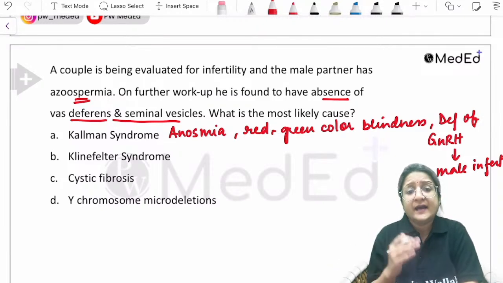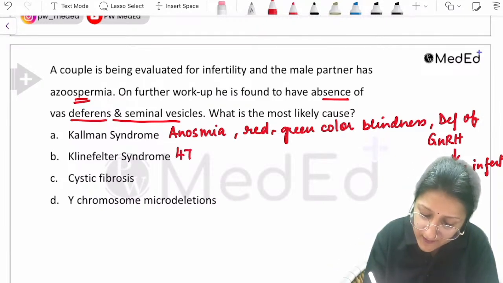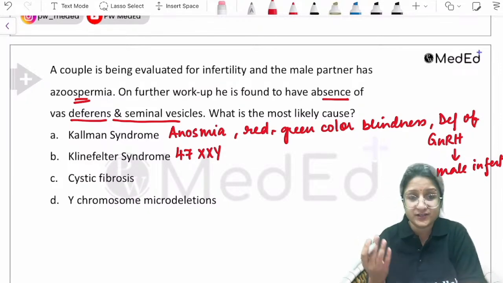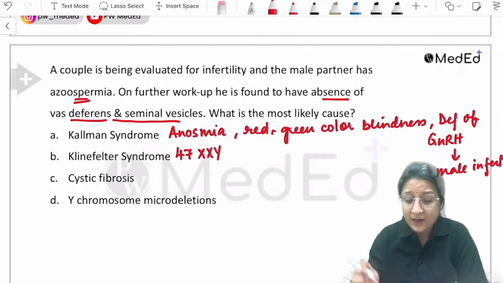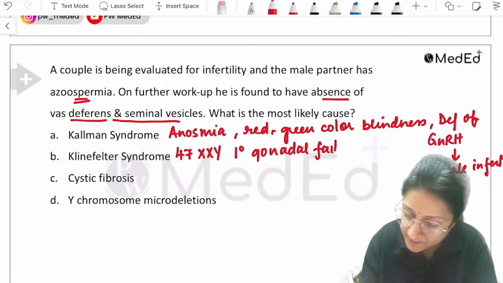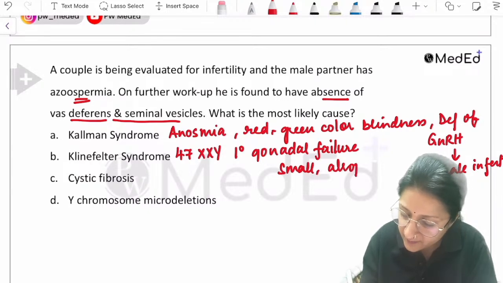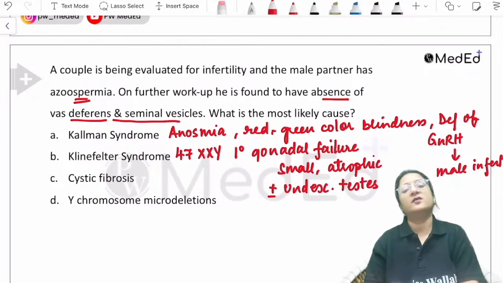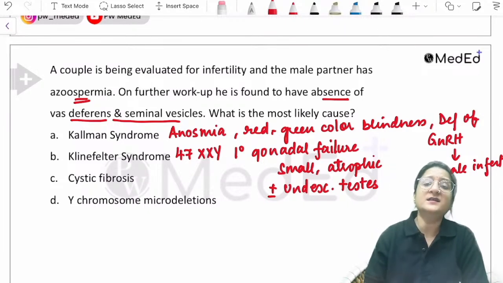That doesn't affect that. Klinefelter syndrome is 47 XXY males, an extra X in the males. With Klinefelter syndrome, what do we see? We see primary gonadal dysgenesis, primary gonadal failure. There are small atrophic, maybe undescended testes, plus or minus undescended testes. That is what we see in Klinefelter syndrome.